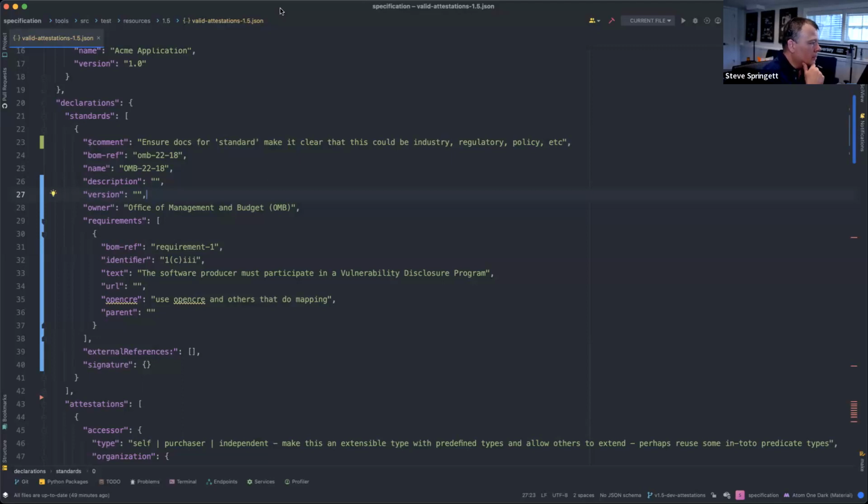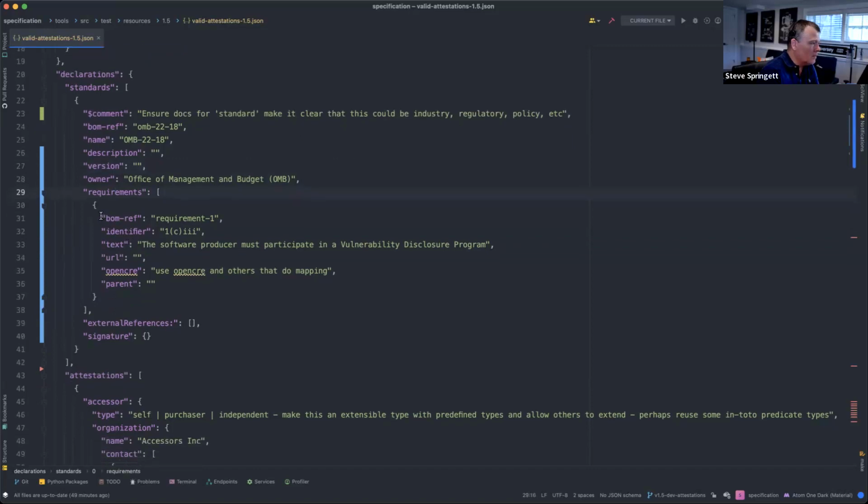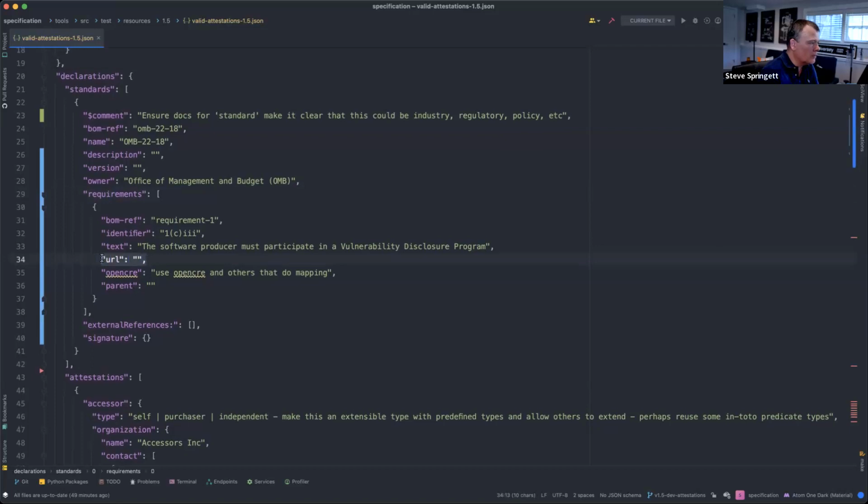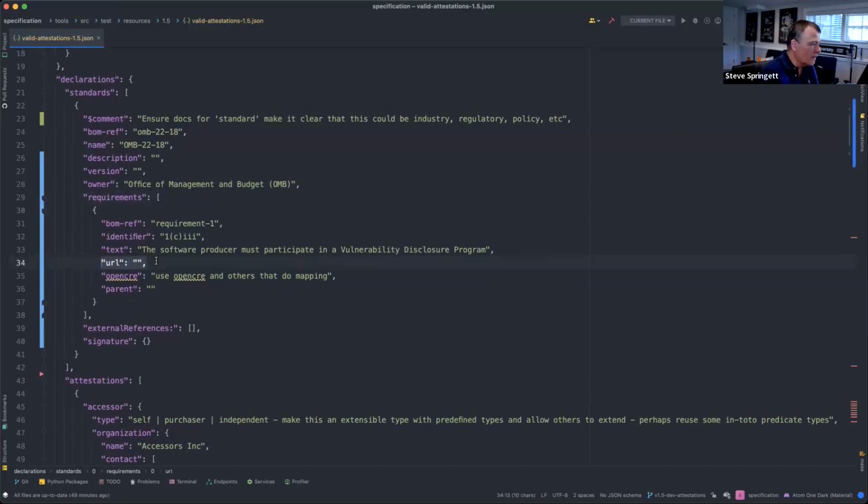But we'll leave author out for the time being, and hopefully we can get some feedback on owner. Is there anything in... so if we're going to do the same thing for... okay, we said we were going to use external references for URL for the standard. What about for the requirement itself? I would agree. It's an obvious consistency that we'd want to have. Okay.